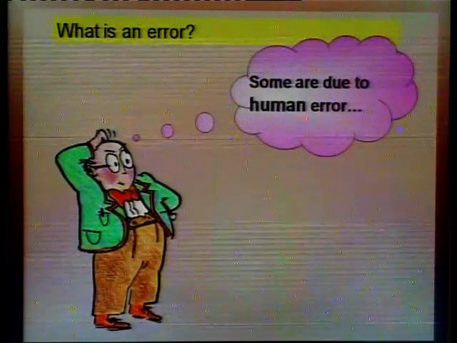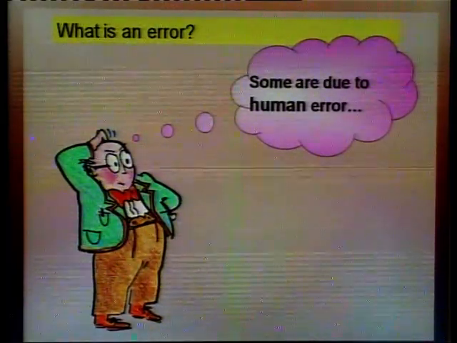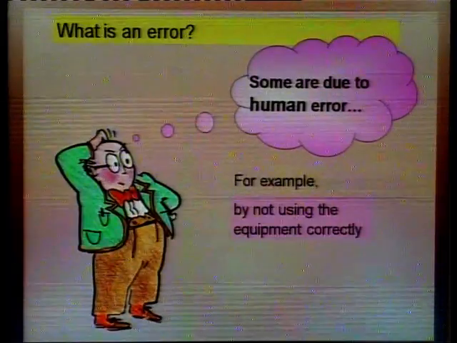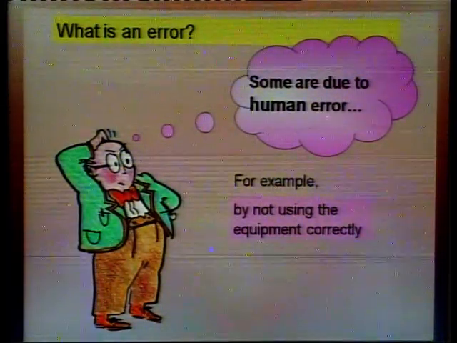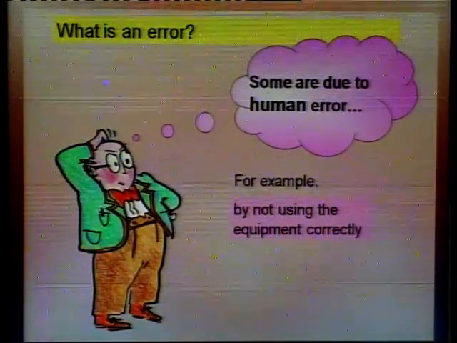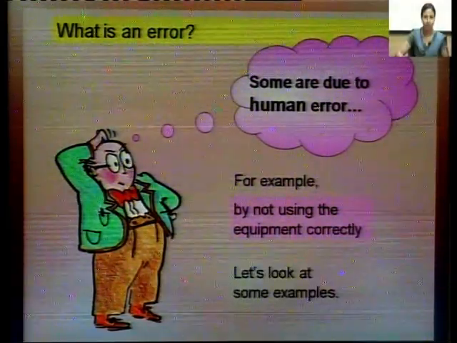Today we will talk about errors, their types and measurements. First, what is an error? Some errors are due to humans, for example when we are not using the equipment or apparatus correctly, so this may cause an error. Let us look at some examples.